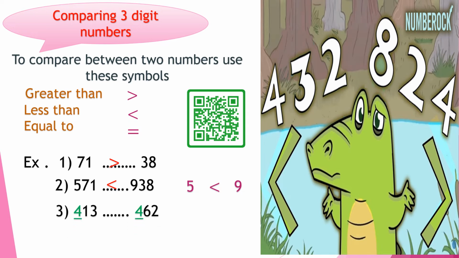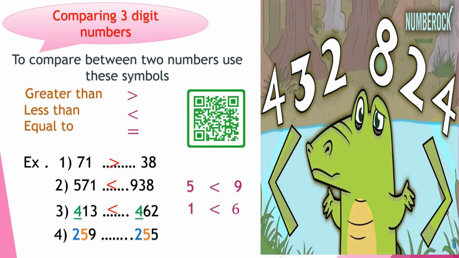Number 3, 413 and 462. Three digits and also three digits. Look at the hundreds place. 4 and 4. They are the same. Then look at the tens place. 1 and 6. And we know that 1 is less than 6. Then 413 is less than 462.